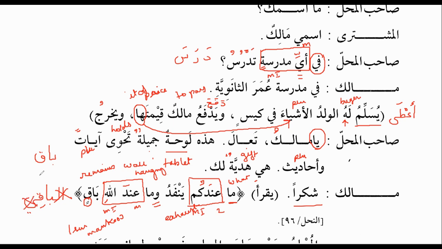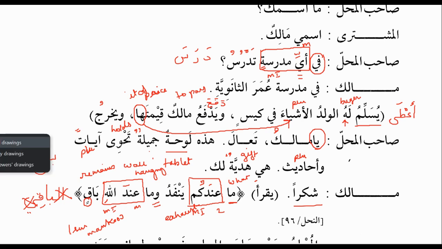This is the rule of ism manqus, and the representative, the kasratain, remains there. It shows that the ya has been deleted. So now it becomes baqin. Seeing the kasratain, you will know that it is ism manqus. So this is from An-Nahl.